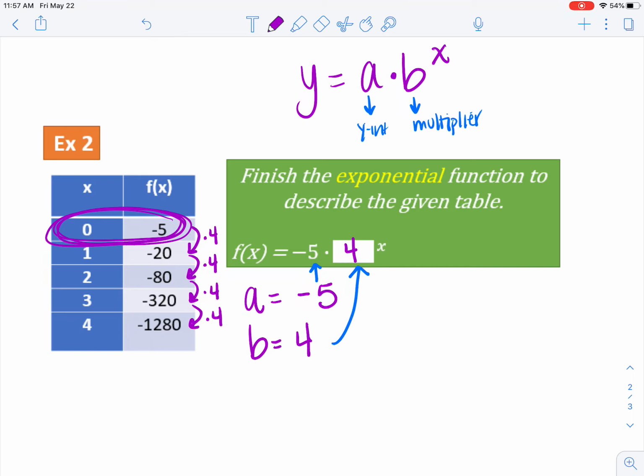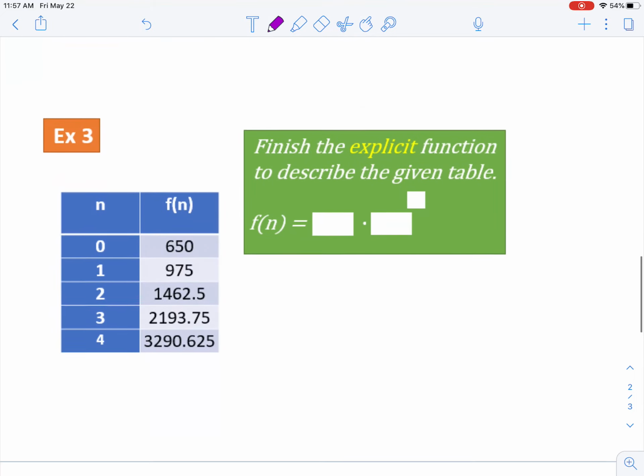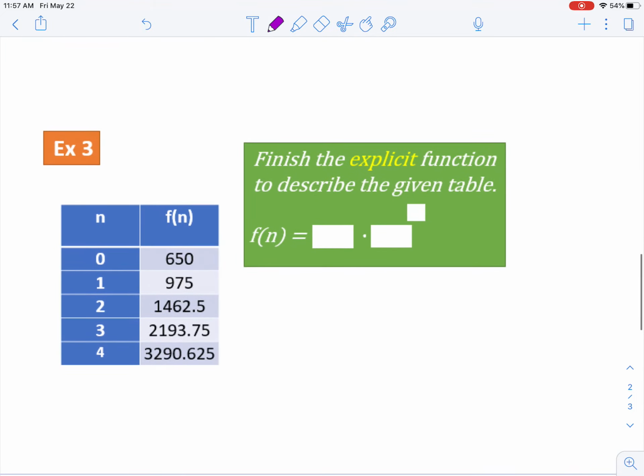Okay, what if you didn't have your y-intercept in the table? If I didn't know my y-intercept, I would work backwards in the table to get it. So if I was multiplying by 4 in the forward direction, I would divide by 4 in the backwards direction. All right, let's take a look at one more.